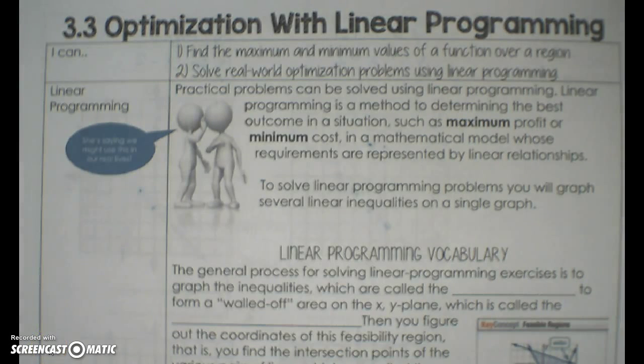Right, so in this lesson 3.3, optimization with linear programming, it sounds very complicated, but really it is fairly easy and it goes along with what we've already learned. Practical problems can be solved by using linear programming. It's a method to determine the best outcome in a situation, such as maximum profit or minimum cost. So we are going to be looking at these graphs to find those things.